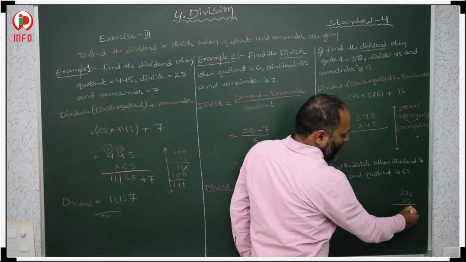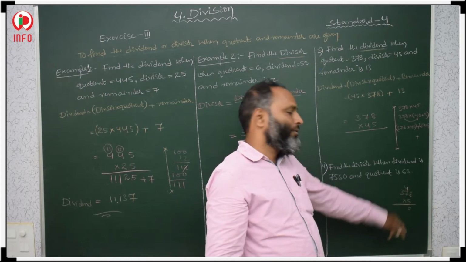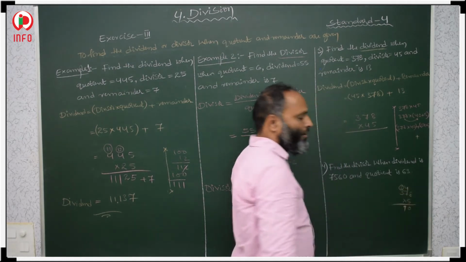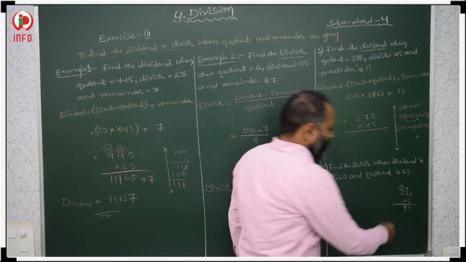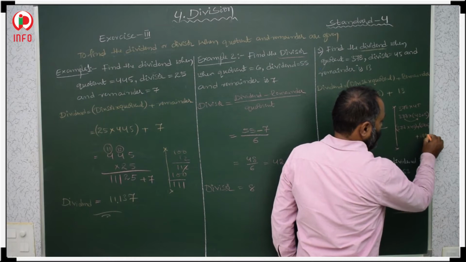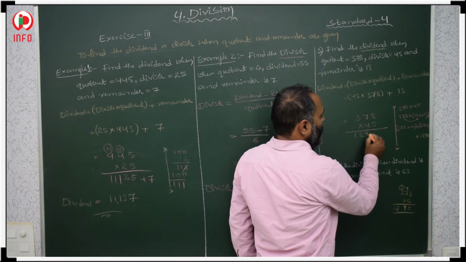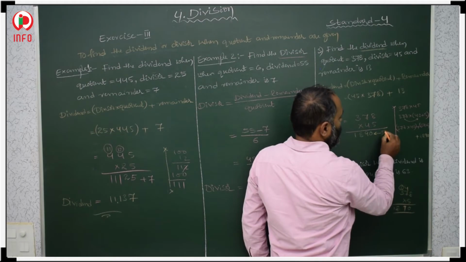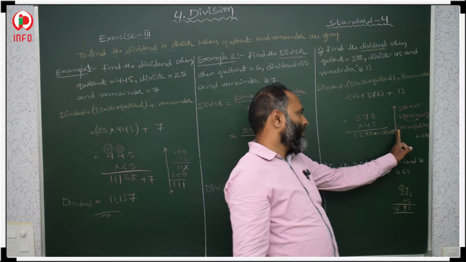5 8s are 40, 5 7s are 35, 35 plus 4 is 39, 9 in tens place and 3 carry over to the hundreds place. 5 3s are 15, 18. Here 1890. So what does it represent? It represents 378 into 5. Then after that, 378 into 40.